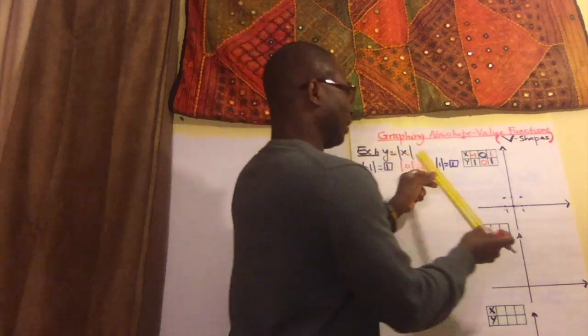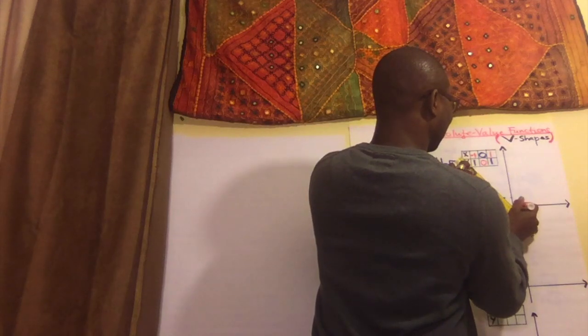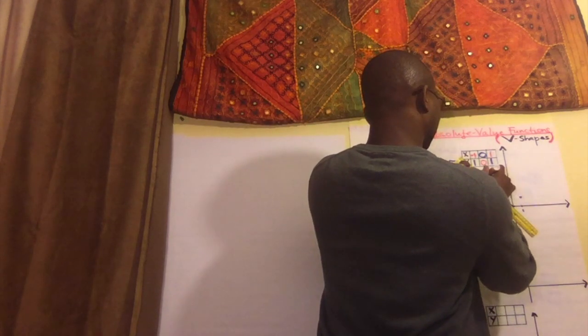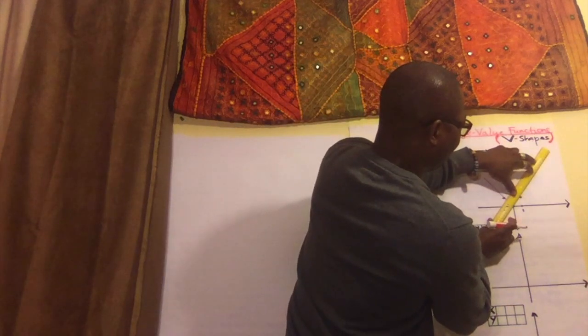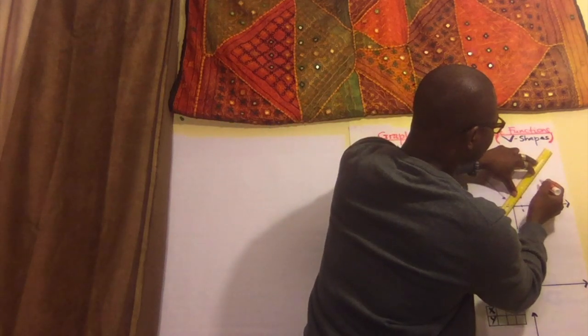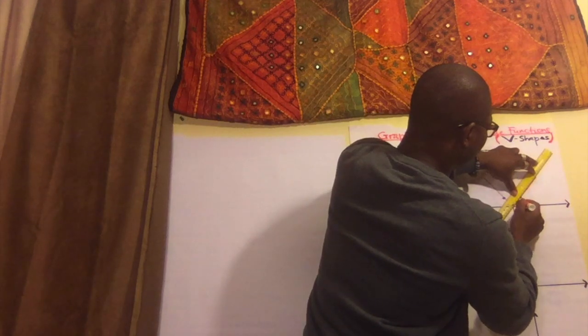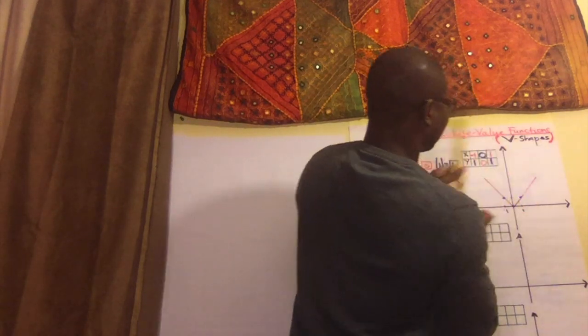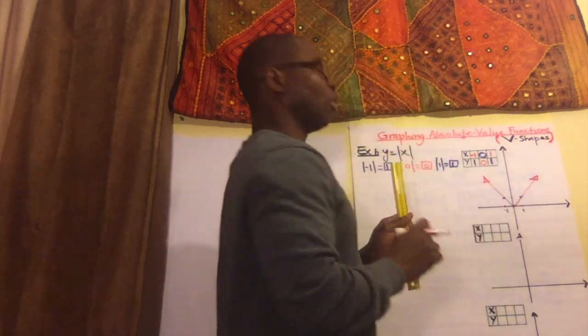Now, I highly recommend using a ruler. You guys know the rule. So I'm going to connect these 2 points and then connect the other side, these 2 points. So you have a V shape, more or less.